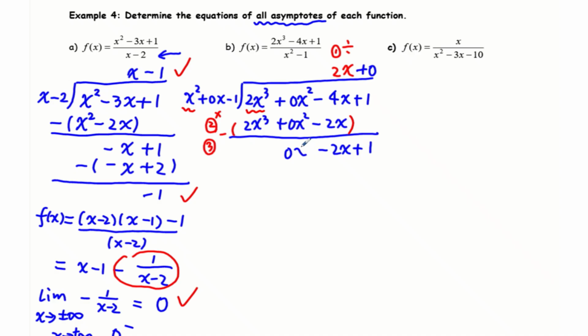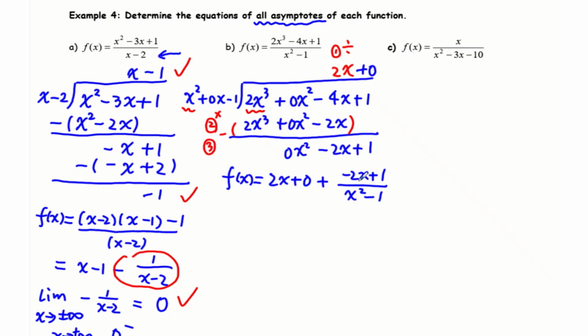This is 0x squared. 0 divided by 1 gives you 0, so we don't have to write 0x squared here. Then we could write f of x equals, we don't have to write the whole thing out, just the quotient 2x plus 0, then plus the remainder, negative 2x plus 1, divided by the divisor, x squared minus 1. So this is quotient, remainder, divisor.